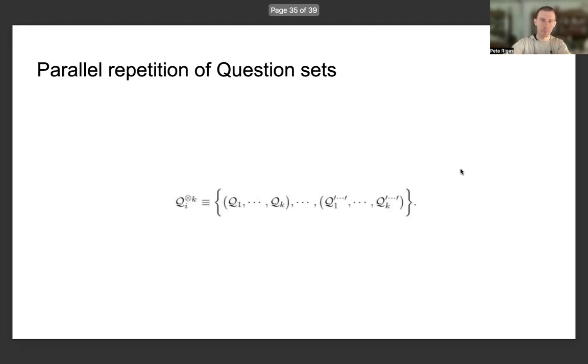probability distribution. And the parallel repetition of question sets is given by the fact that we can look at the tensor product of the script Q sub I, which is given in a different font than the previous question sets, which were given earlier, because it's indicating that these are the types of question sets that we're going to be looking at for the purposes of anchoring.